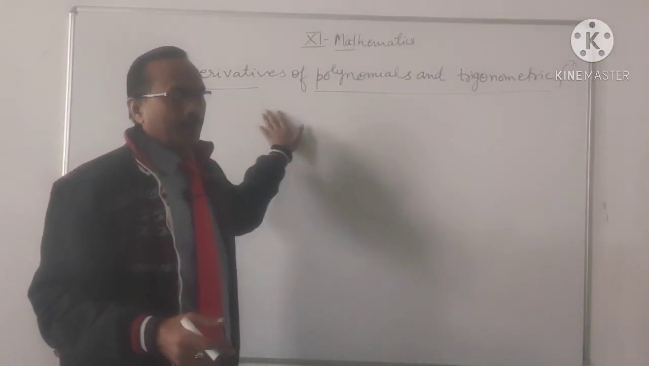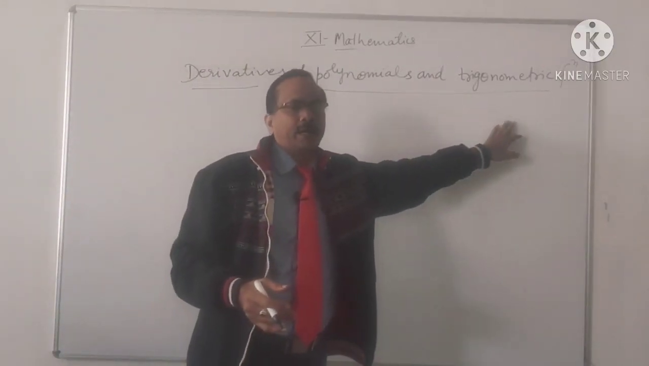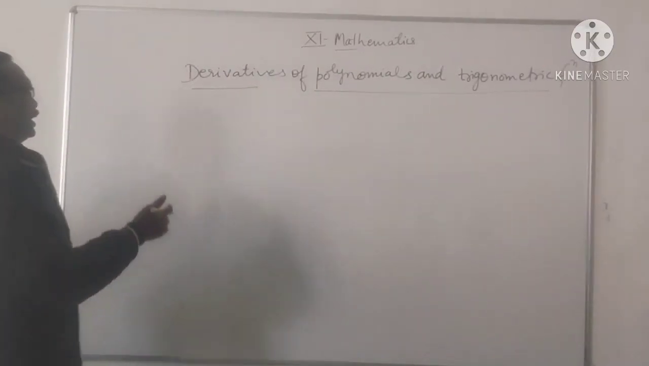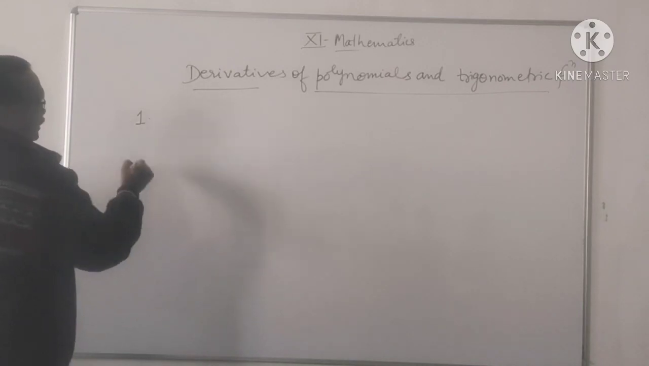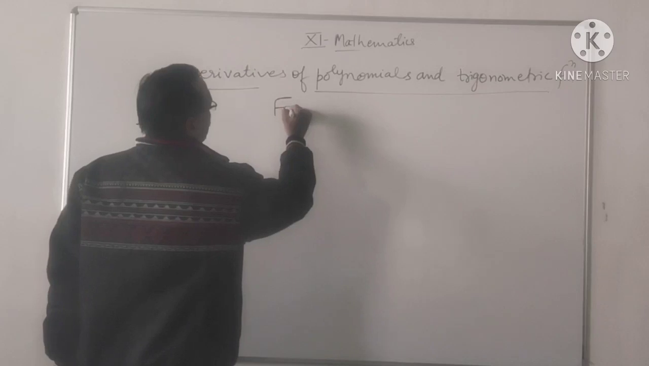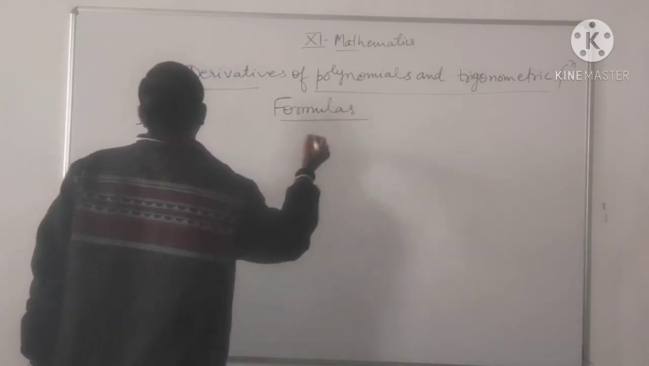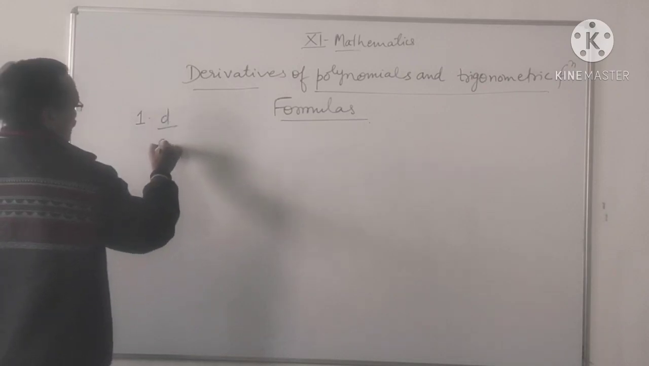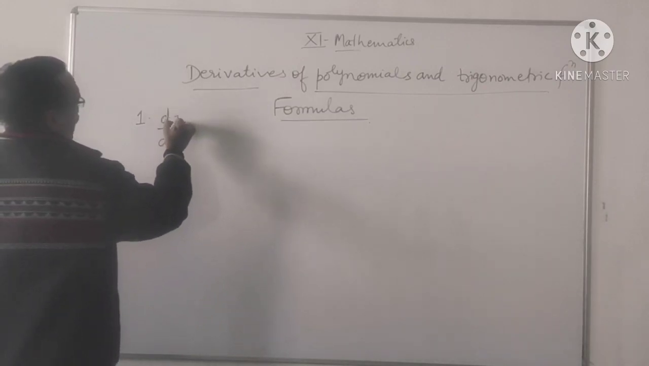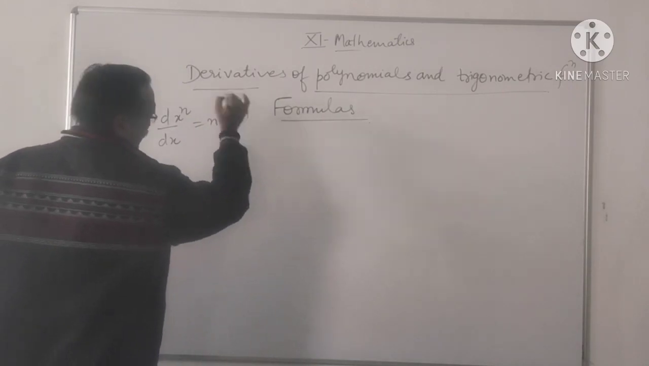Student, let's continue the topic derivative of polynomials and trigonometric functions. So here there is a first formula. There are a number of formulas. First is d over dx of x power n. It is n x power n minus 1.